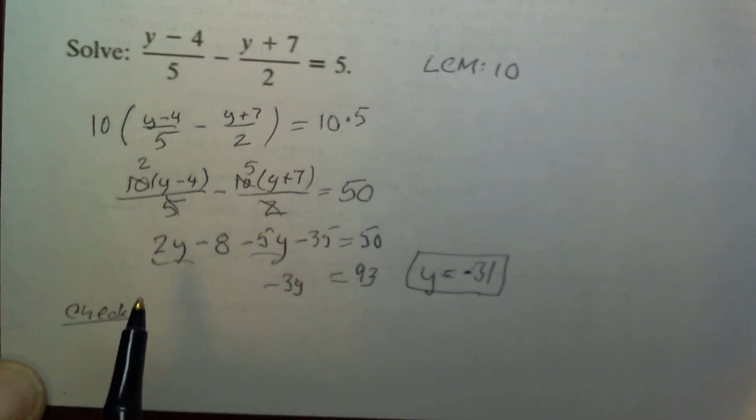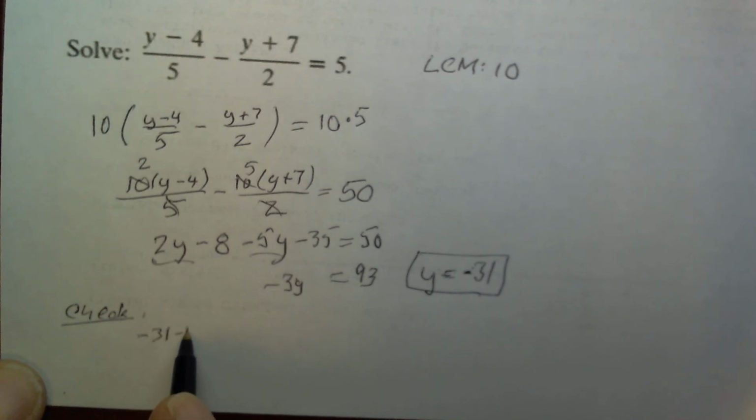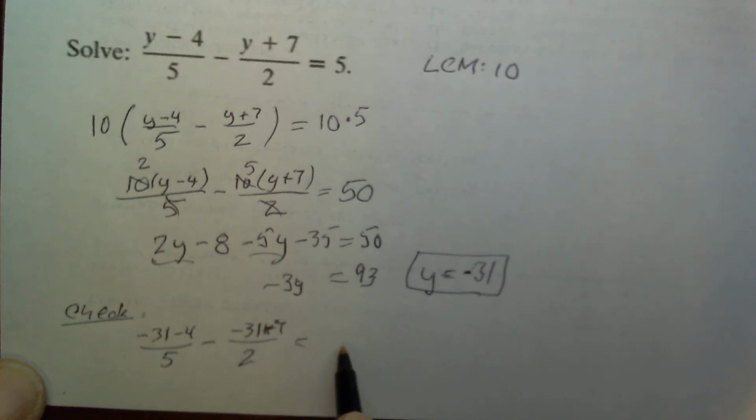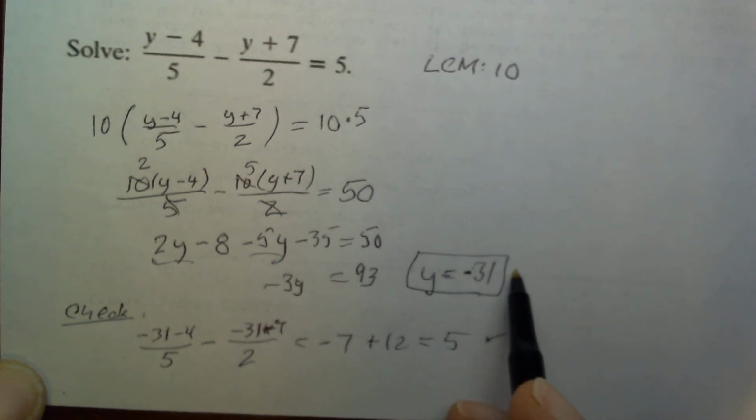For the first expression, we get (minus 31 minus 4) divided by 5 minus (minus 31 plus 7) divided by 2. So minus 35 divided by 5 is negative 7. And minus 31 plus 7 is minus 24. And minus 24 divided by 2 is minus 12, but with the minus sign it would be plus 12. And that's equal to 5, as it should be. So that checks, and the answer is correct.